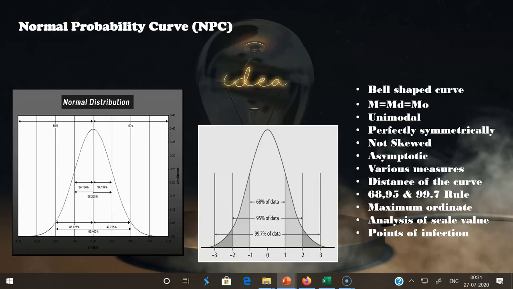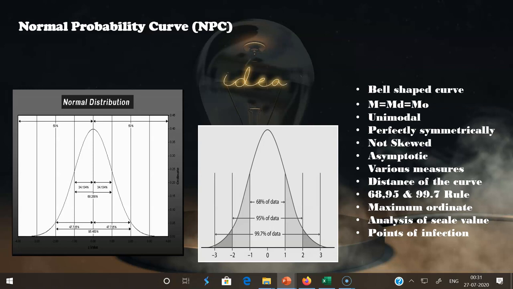The next property: distance of the curve. For practical purposes, the baseline of the curve is divided into 6 sigma distance, from minus 3 sigma to plus 3 sigma. In most cases, that is 99.73%, the area is covered within this distance, within the plus or minus 3 sigma region.